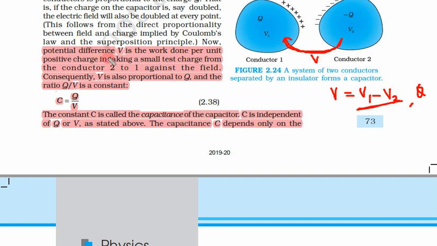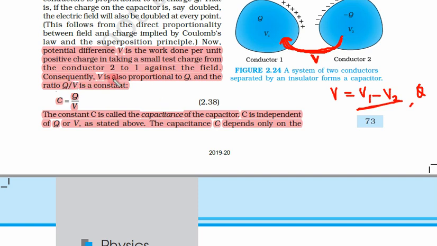So the potential difference V is the work done per unit positive charge in taking a small test charge from conductor 2 to 1. So we are taking a small positive charge from this side to this side, that is the potential.